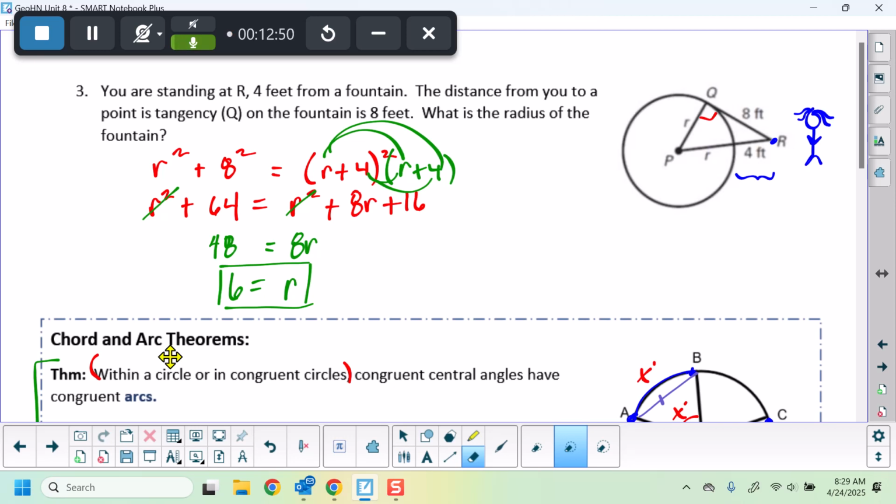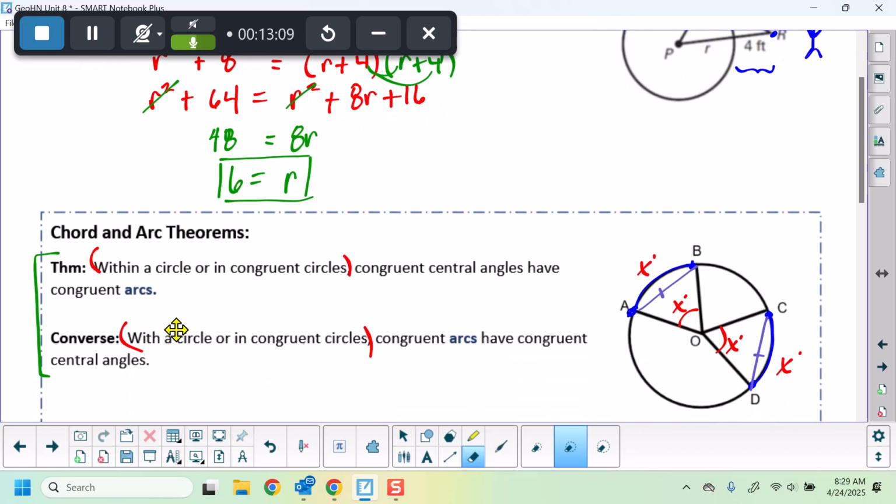Once I get that written out, do you see how my R squareds cancel out? I've got the same thing on both sides of the equation. Do you see it? And then I end up with a simple linear equation, no problem. How'd you do with that one? Tricky, for sure.